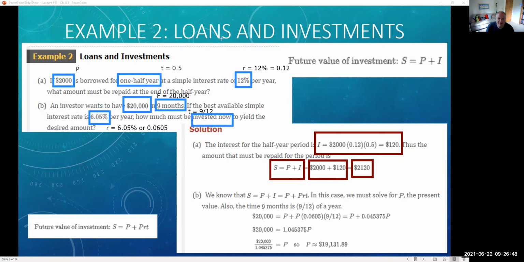To find out how much must be invested now, that means we're saying, what is P, the present value? Okay, so as you can see, I've carefully analyzed part B here. I've identified what each of the quantities are in the word problem, and I'm ready to use formulas that I was given before. Now, last time I calculated the interest separately.